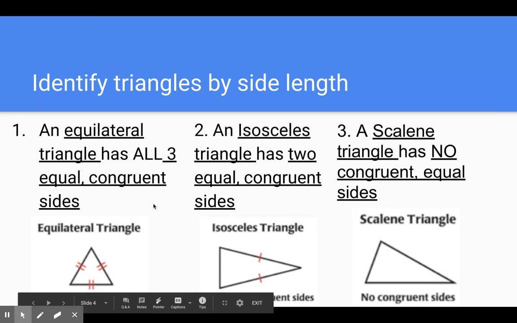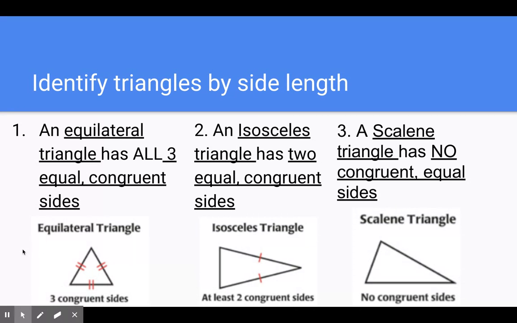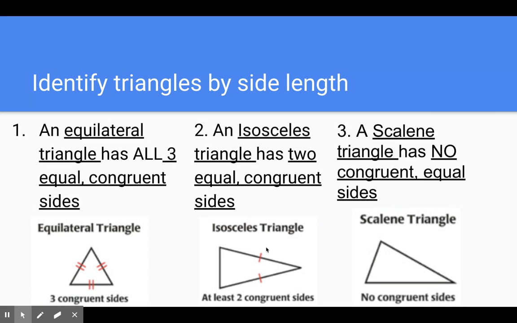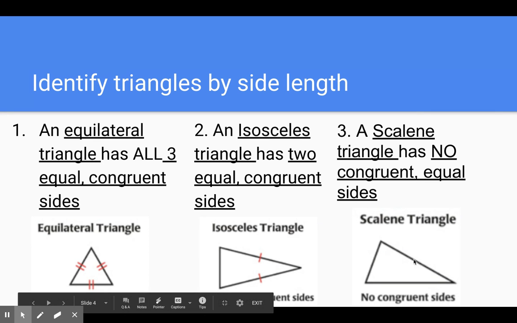So identifying triangles by side length, you have three types. You have an equilateral triangle. An equilateral triangle has all three equal, congruent sides. An isosceles triangle has two equal, congruent sides, and a scalene triangle has no congruent, equal sides.